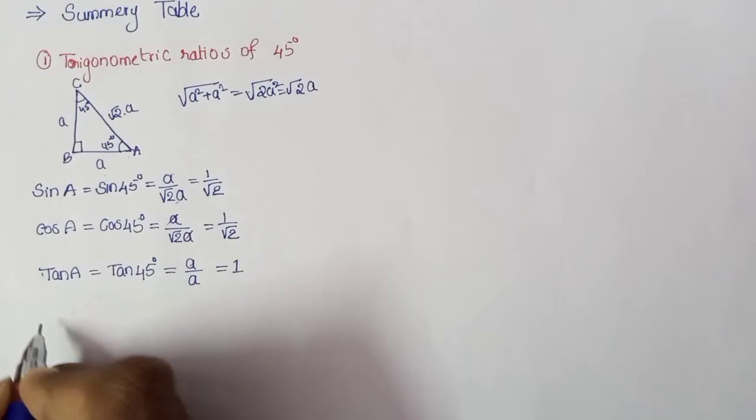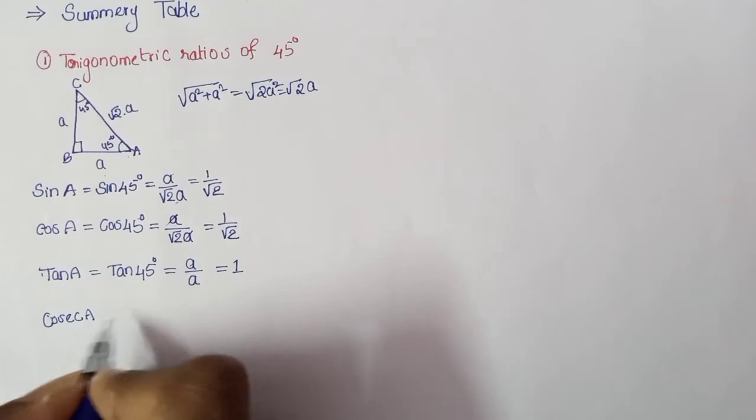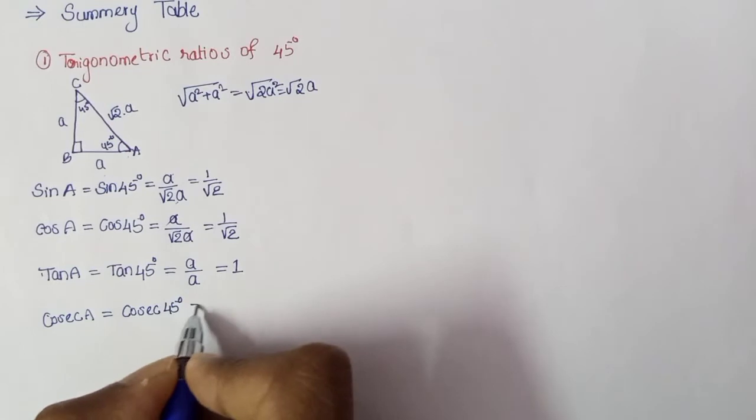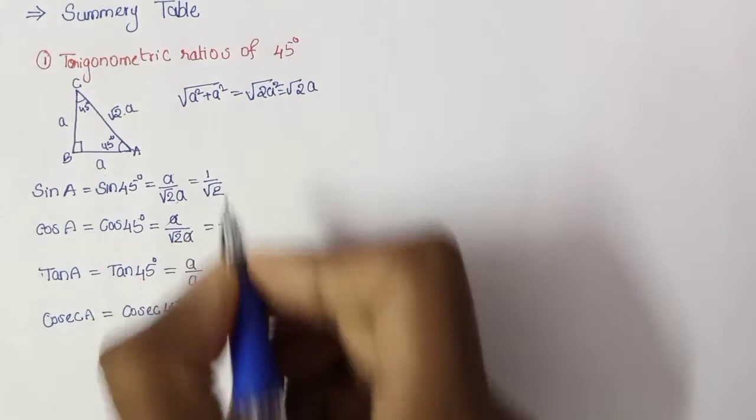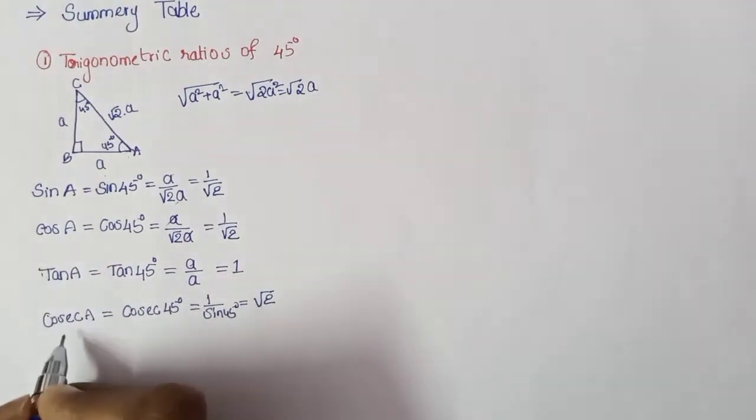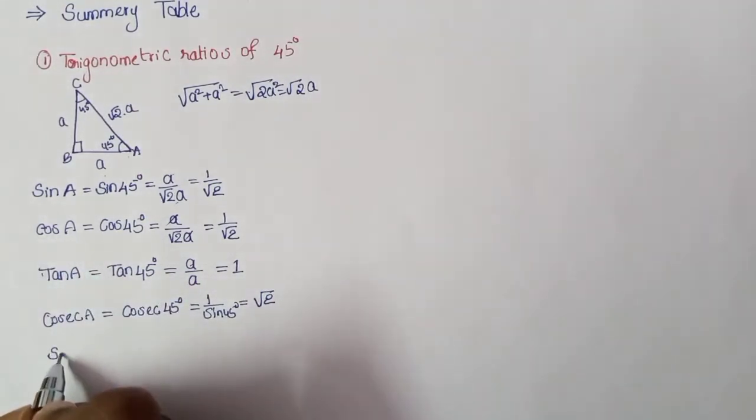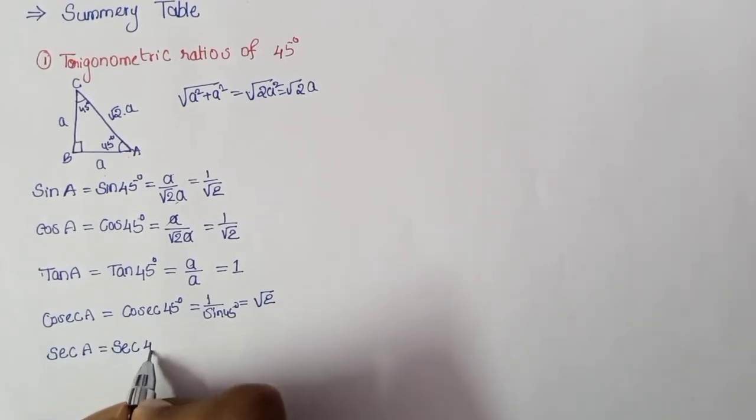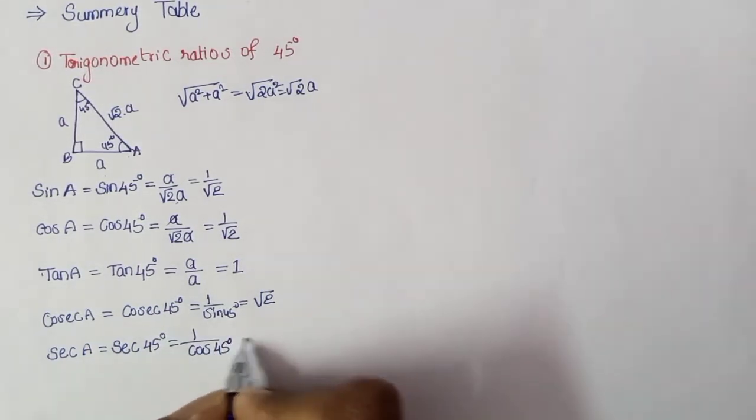What is the reciprocal of sine A? Cosec A. Cosec 45 degrees is equal to 1 by sine 45 degrees, which is root 2. For cos, the reciprocal is sec. Sec 45 degrees is equal to 1 by cos 45 degrees, which is root 2.